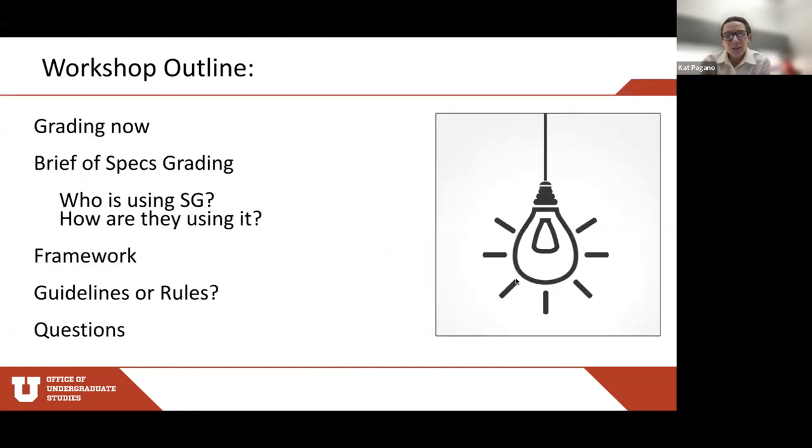Okay, so just a little outline for the day. What we're going to talk about first is grading now, which is what most of us use as the traditional grading system. Then I want to give a brief on what specs grading is and who's using it right now. What does the research say about it? How are they using it? What's going on in a few different fields? Then I'm going to present the actual framework, and then some guidelines and rules about specs grading, and then of course some time for questions.